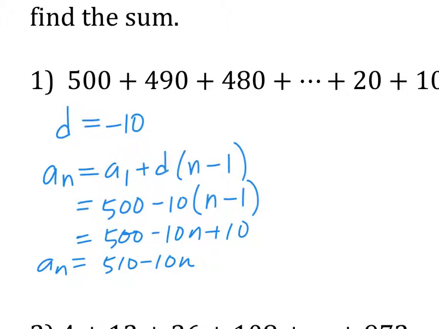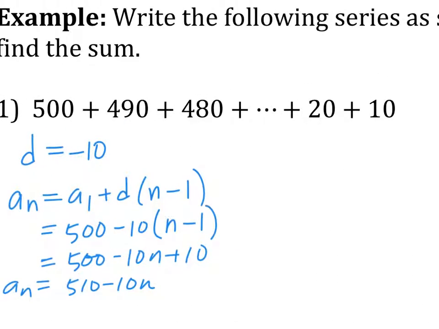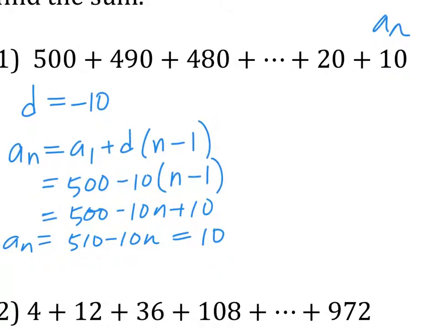Okay, so we need two things, explicit formula and number of terms. How many numbers are there from 500 to 10? How do you know for sure? You plug in that last number. So that's what we did yesterday to figure out the term numbers. You take the last number and you plug it into the explicit formula, and then you solve for n to see what n number that is. 50?